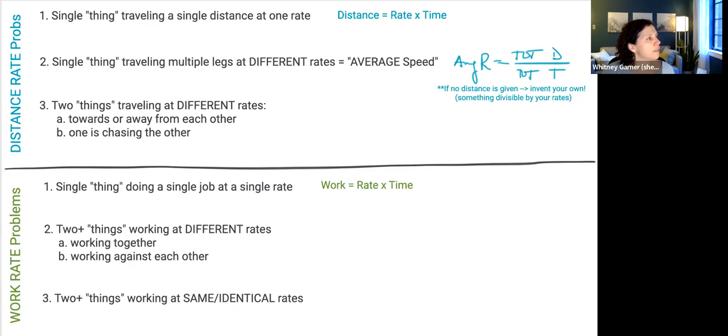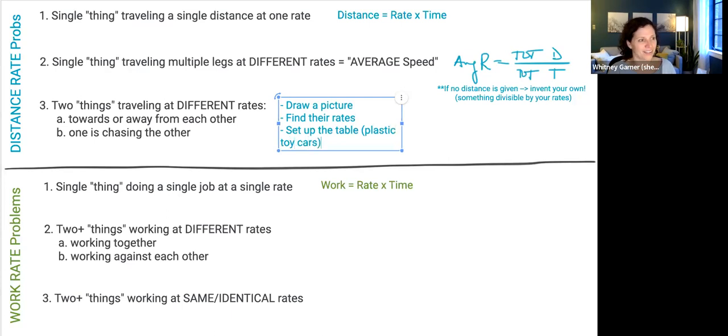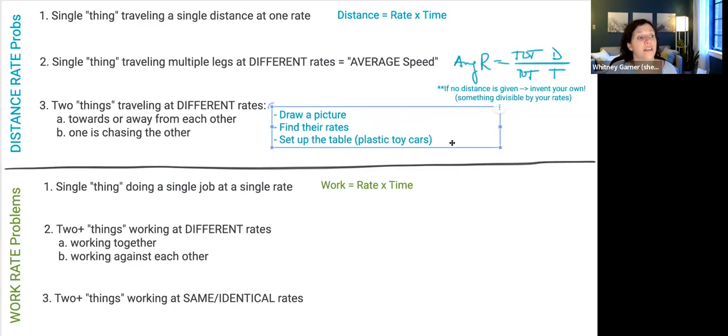But for now, know that anytime I have things traveling at different rates, I find their rates if I don't know them already. And I'd say probably first draw a picture. Find their rates and then set up the table of like plastic toy cars. Right. Like I'm just going to imagine it, and then I'm going to use the answer choices.